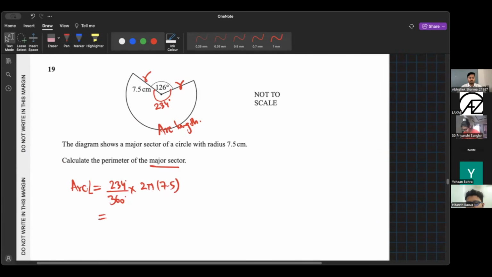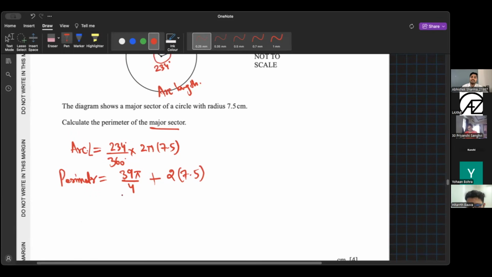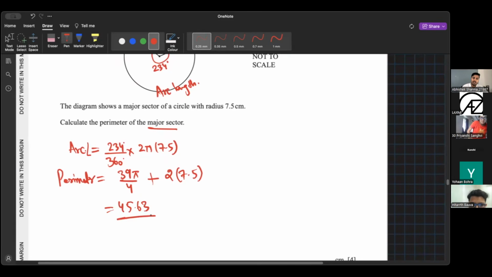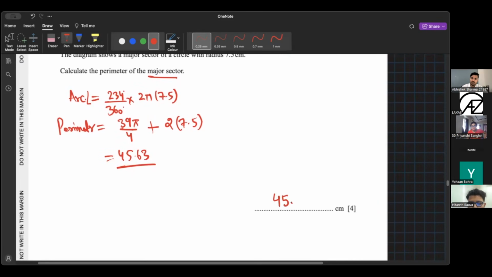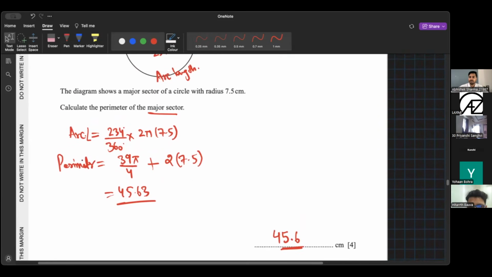So let's do this calculation. 234 divided by 360 multiplied by 2 into pi into r, which is 7.5, and the answer is 39 upon 4 pi. Plus, we have to add 2 times the radius, this is the total perimeter. Plus 15. So simply add 15. 45.63 is the answer. Correct up to three significant figures, it is only 45.6. Perfect? Yes, sir.